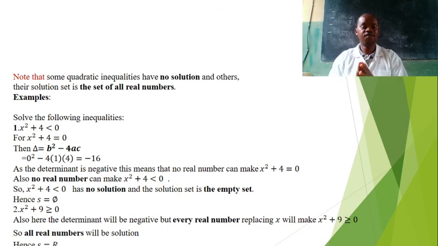It means that every real number which can replace x will verify the inequality. So all real numbers are solutions in this case. And finally, the solution set will be the set of all real numbers.